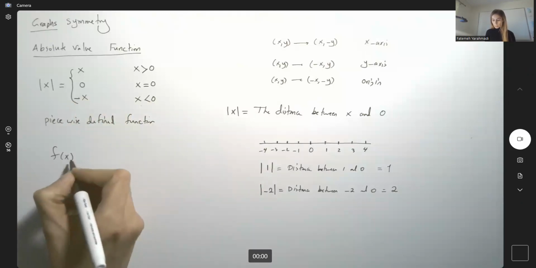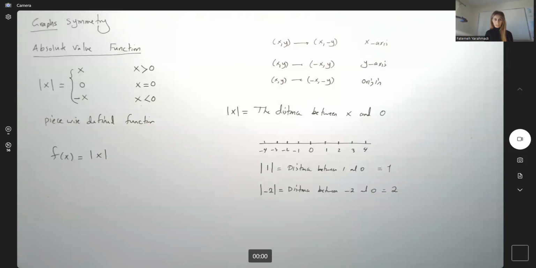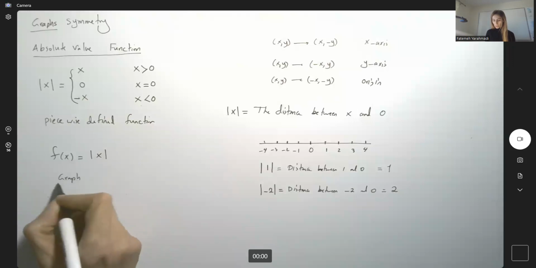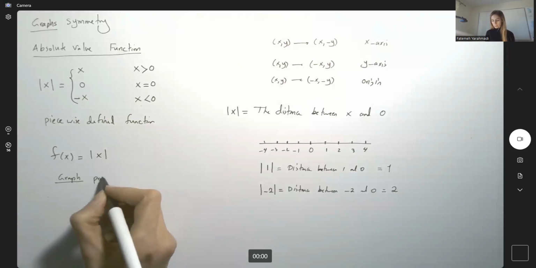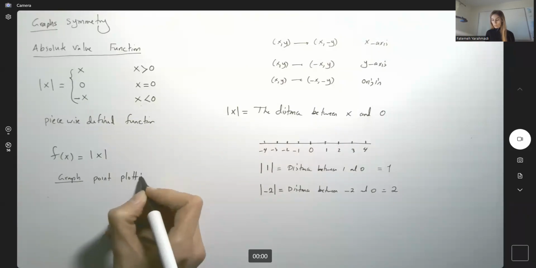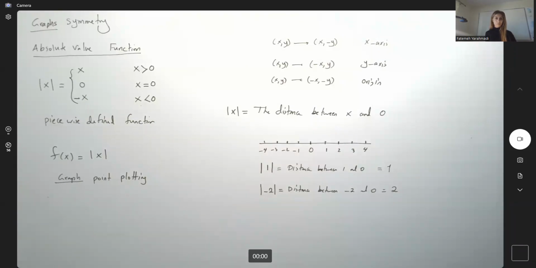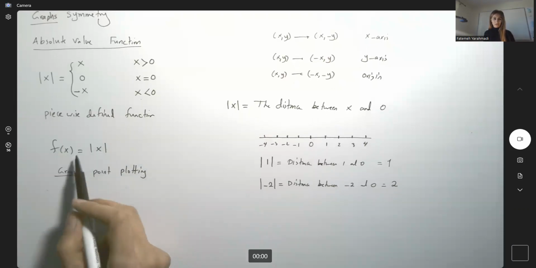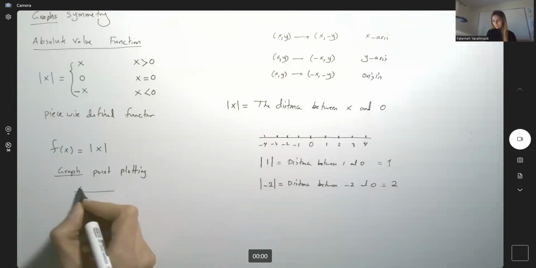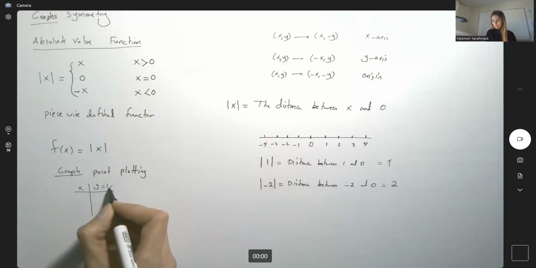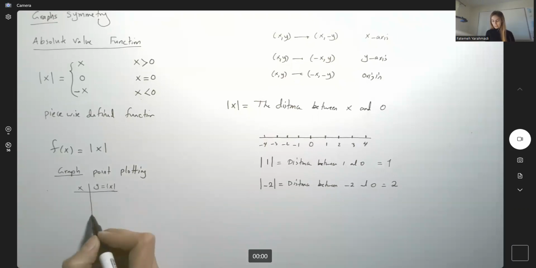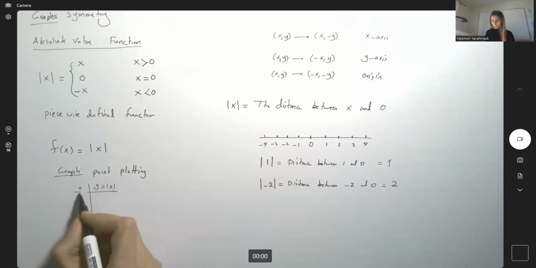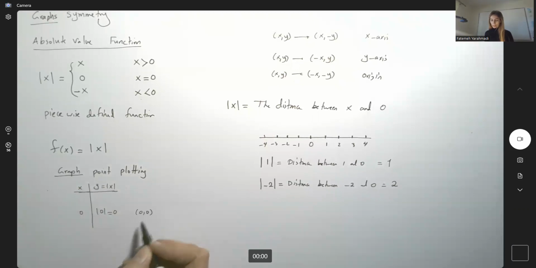f of x is equal to the absolute value of x. How do you graph this function? To graph this function, you can use point plotting. Point plotting is just taking random values for x, plugging that into the function and finding the y values. The x and the y value, which is the absolute value of x. If I plug in 0 for x, my y is the absolute value of 0, which is 0. So (0, 0) is on the graph.